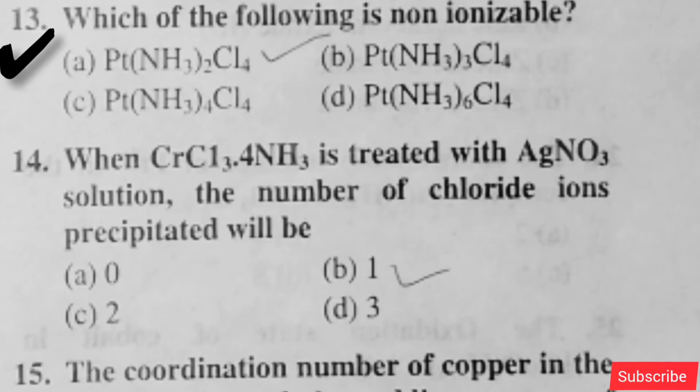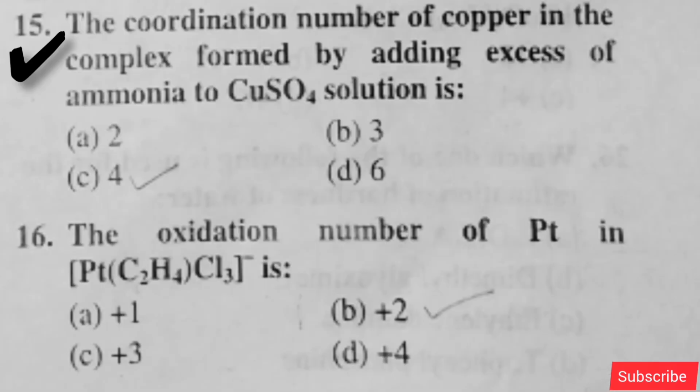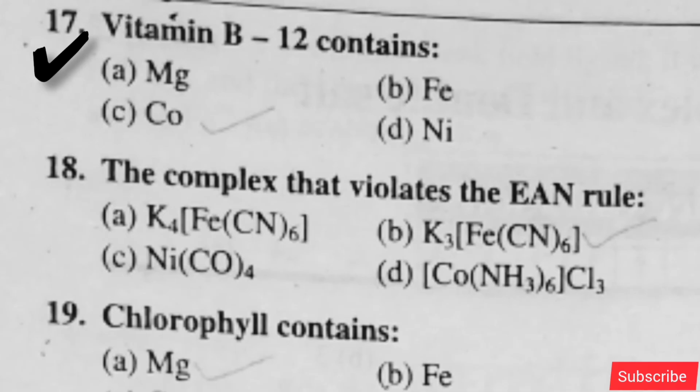ऑप्शन ए इज राइट. 14 number question है when CrCl3·4NH3 is treated with AgNO3 solution the number of chloride ions precipitated will be. Option A is right. 15 number question है the coordination number of copper in the complex formed by adding excess of ammonia to CuSO4 solution is. Option C is right. 16 number question है the oxidation number of Pt in [Pt(C2H4)Cl2]- is. Option B is right. 17 number question है vitamin B12 contains. Option C is right. 18 number question है the complex that violates the EAN rule.